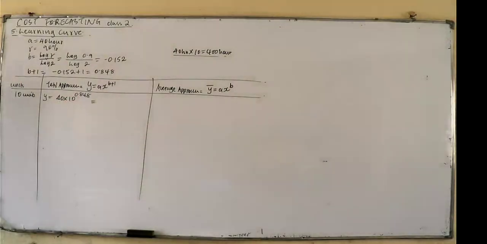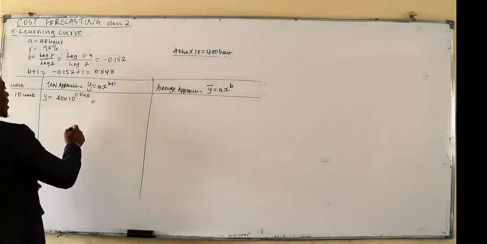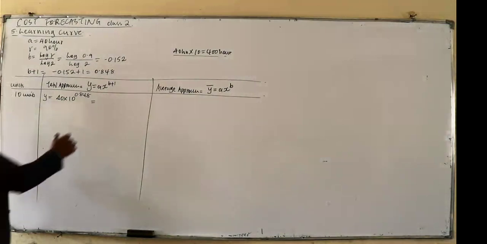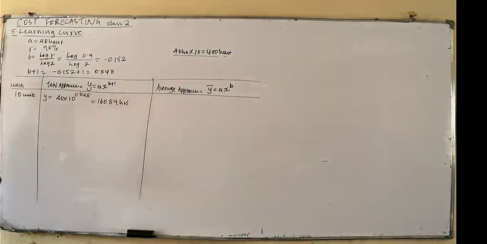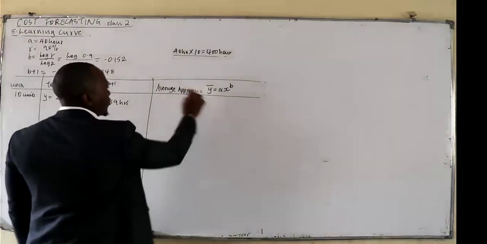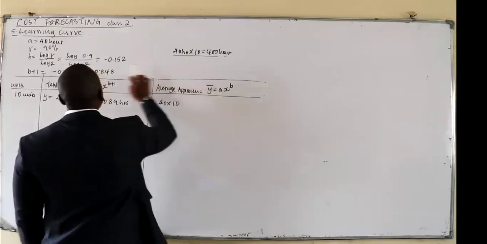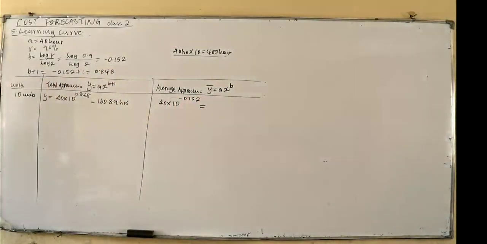So give me that. You're getting an amount of 160.89 hours. What about the average? Now, to get the average, can you take your answer and divide by 10? You're getting 16 point something. Or we use the formula. The formula will be a, which is 40, x 10 raised to power b. Our b is negative 0.152. Now give me that. How much will that be?